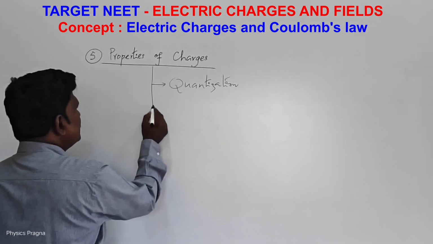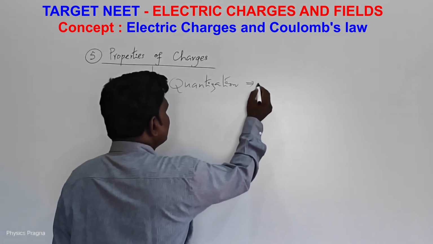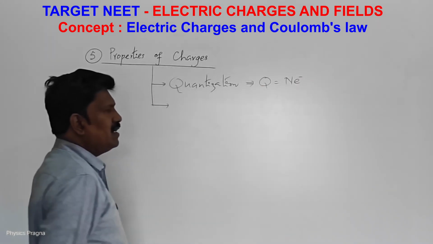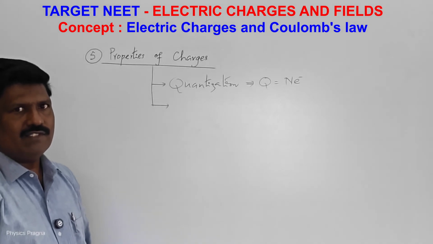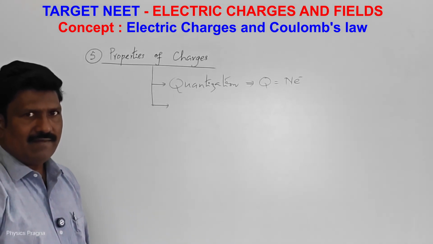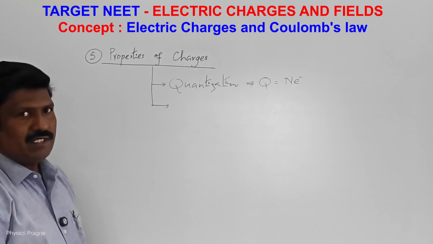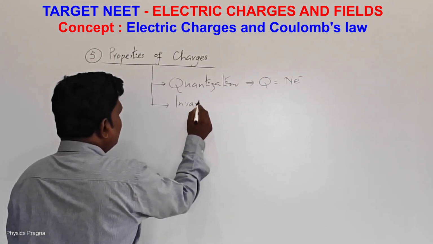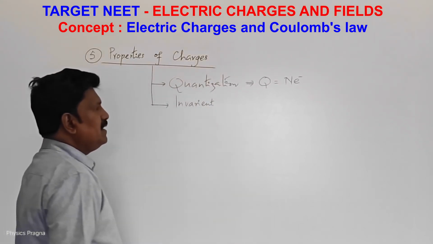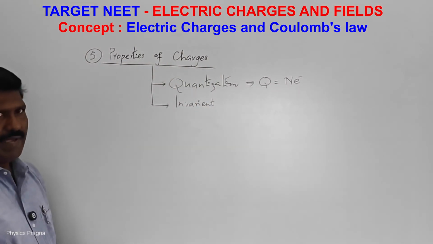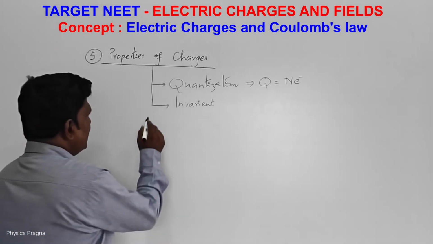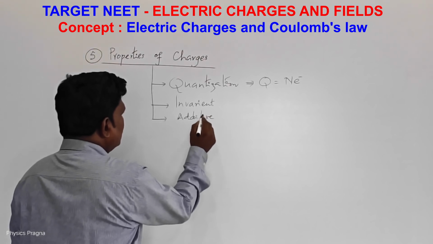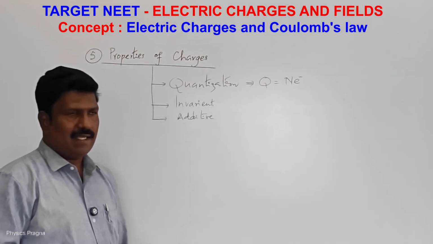This is quantization. Quantization means the charge on a body is always an integral multiple of the charge on an electron. That is quantization. Invariant means with velocity the magnitude of charge never changes. Next, additive. So charge is always additive.